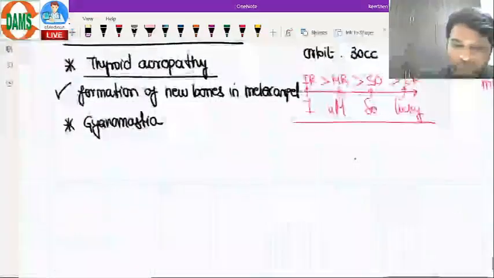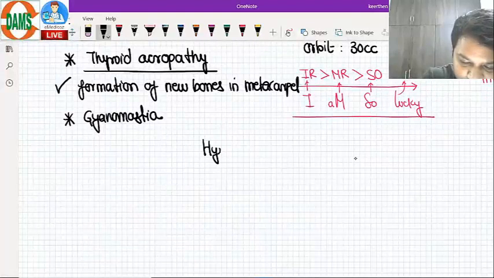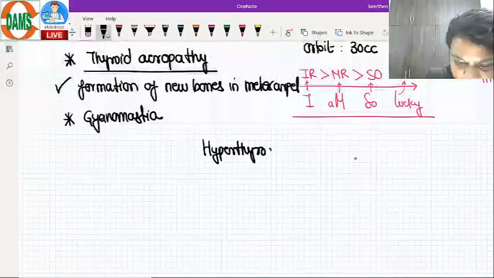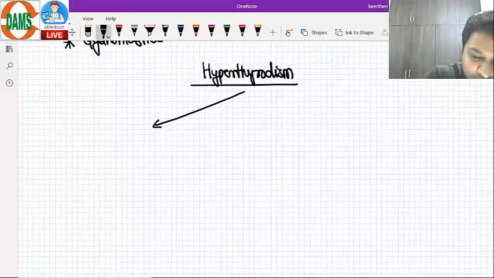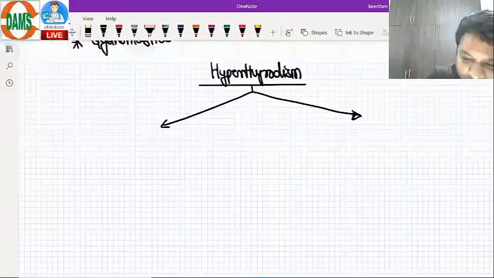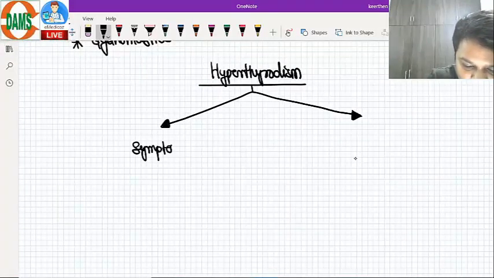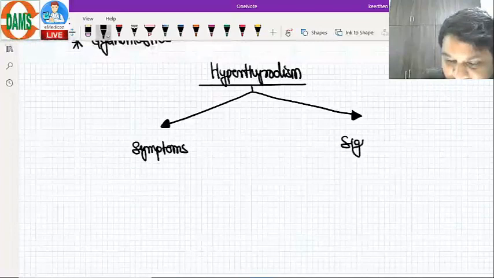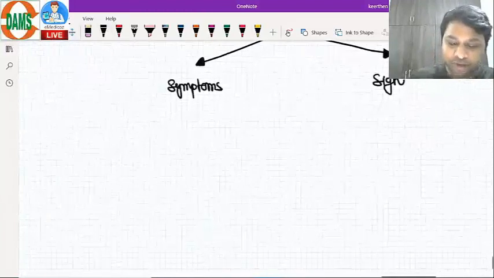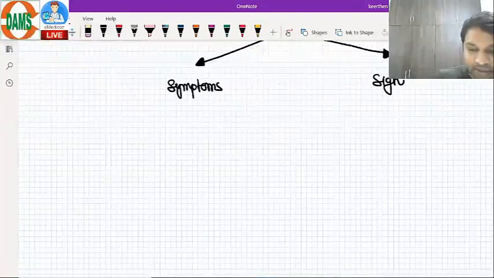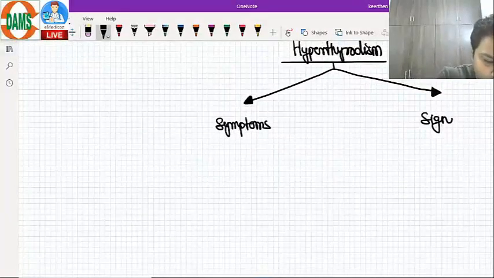Right. Now, quickly talking about the signs and symptoms of hyperthyroidism. So, let's say this is hyperthyroidism. I'll be differentiating symptoms from signs. Now, when you talk about symptoms and signs, before that, I want to know what is the basic function of the thyroid gland so that you'll be able to interpret it.